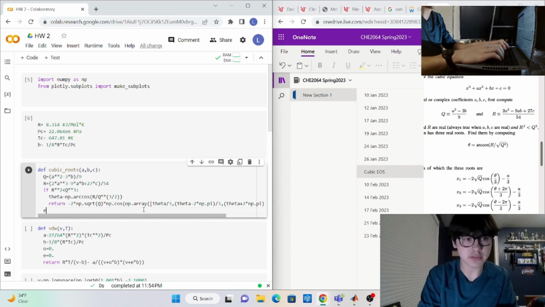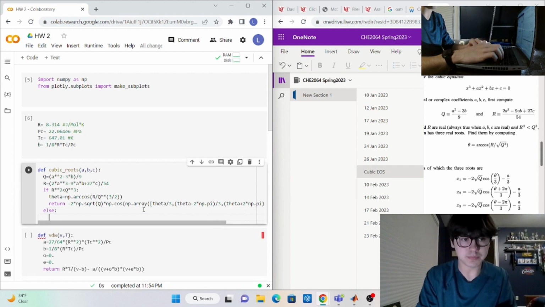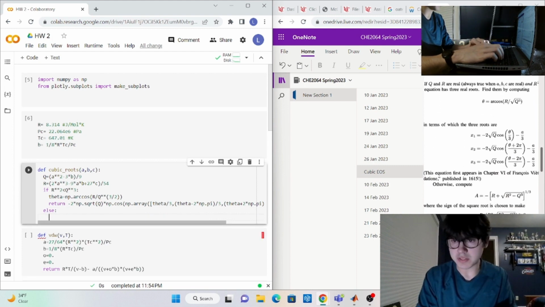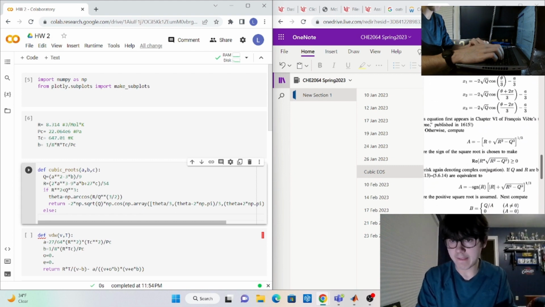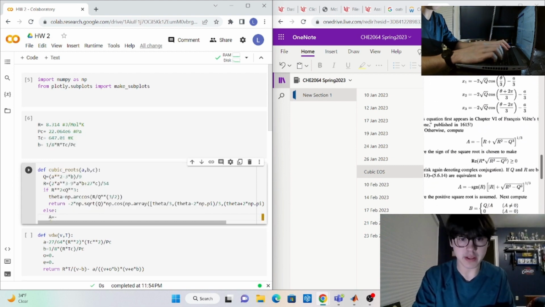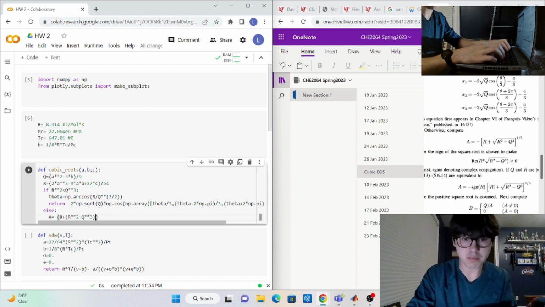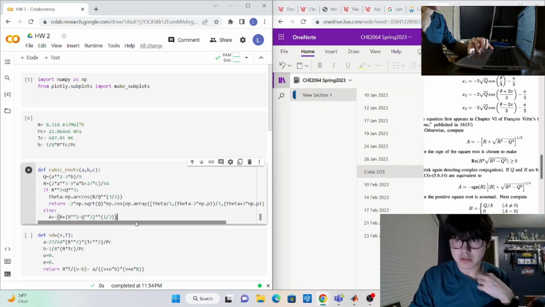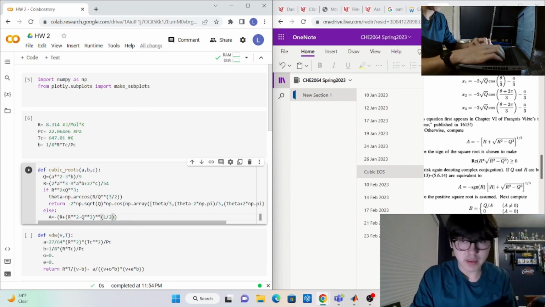but let's say r squared is not less than q to the third, else, say a equals negative r plus r squared minus q to the third, and that expression is raised to the power of 1/3, and this expression is raised, oh no, this expression is raised to the 1/2, and this expression is raised to the 1/3.